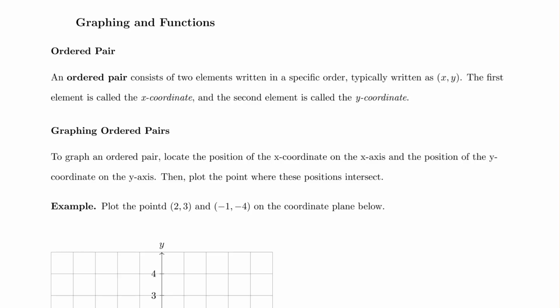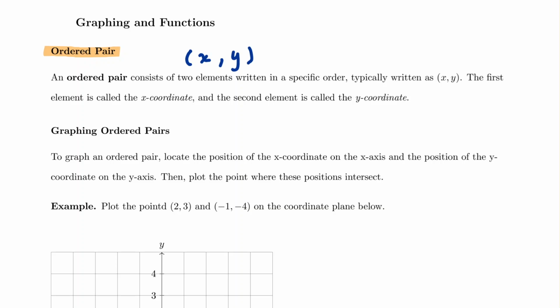So here in this section, we'll get an introduction to graphing and functions. Let's get started with the definition of an ordered pair. An ordered pair generally will look like parentheses and will have a number in the x-coordinate location, followed by a comma, followed by a number in the y-coordinate location.